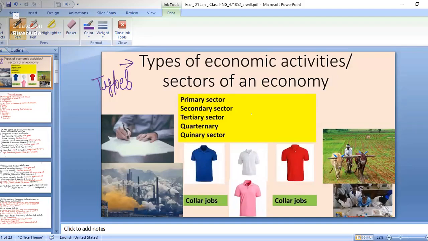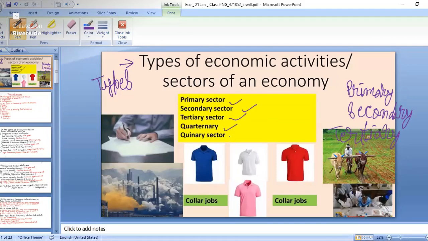When you were studying in 9th or 10th standard, you would have studied economics. There you would have studied that we have three types of sectors: the primary sector, the secondary sector, and the tertiary sector. But here we will study five sectors: primary, secondary, tertiary, quaternary, and quinary. The quaternary and quinary sectors are part of the tertiary sector.